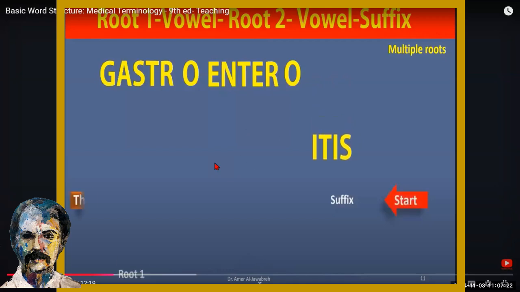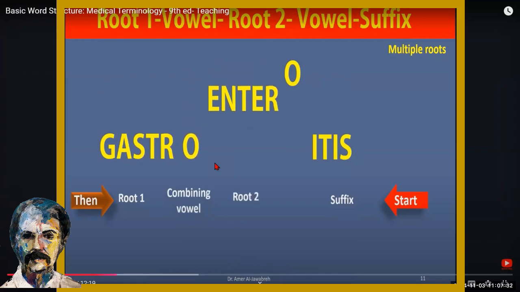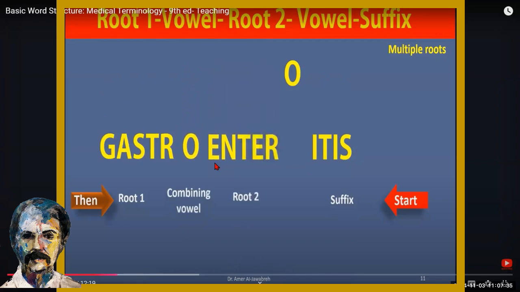So gastro, itis, go down, that's the first root, gastro, and then we have the combining vowel to make things smoother, and then we have the entero. If you look here at gastroenteritis, what do you see here? What's your name? Taqwa. Very good, Taqwa. So we have an O and we have an E. And according to what we've just said, if you have two vowels, one of them, the O, we don't need. But here we keep them.